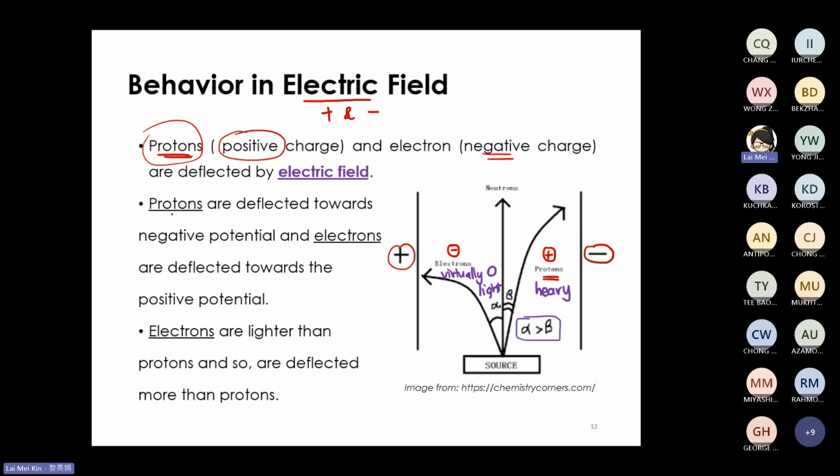All right, so you can fill in the blank. It's blank in your lecture slides. Ready? Okay, so protons go towards the negative terminal, electrons go towards the positive. Electrons are lighter, so they are deflected more than protons.